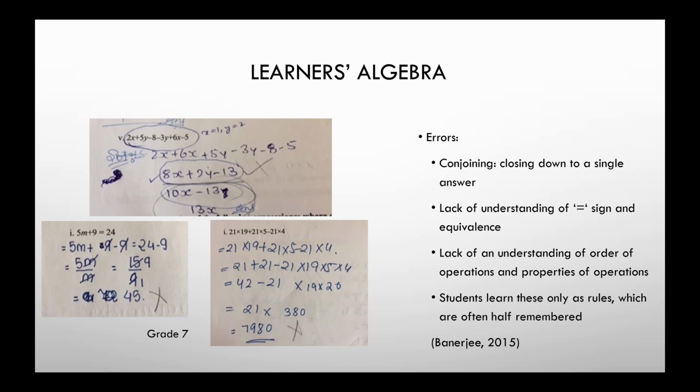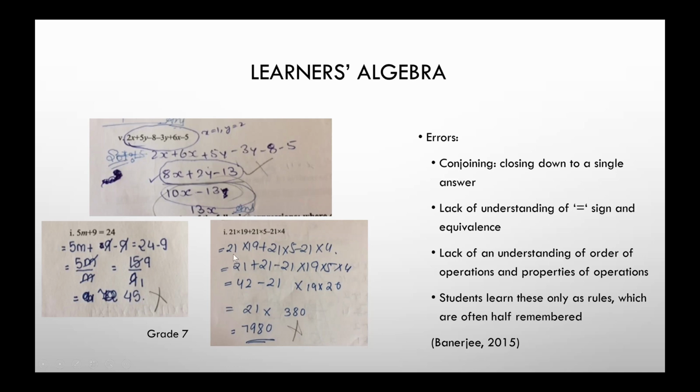in primary grades, children have this habit of writing an answer on the right hand side. So any problem that you give ends with an equal to answer. And that answer is always a single number. And that's what we see here also. The child brings it down to 10x minus 13 and then 13x. The equation solving question shows clearly a lack of understanding of the equal to sign and equivalence. That is all. Equivalence runs through all three problems.